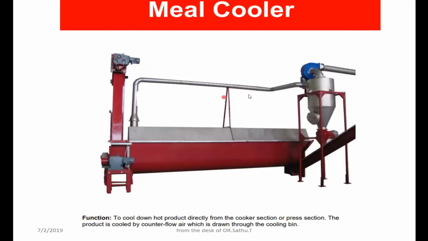So this is the crackling cooling step, to cool down the hot product. Once you discharge it, the temperature will be around 80 to 100, 110 degrees centigrade. So it should be cooled before we go for hammer milling. To cool down the hot product directly from the cooker section or press section, we have a platform. On that platform, we put it overnight and cool it. But if you want to cool it very fast, then you can use this meal cooler. The product is cooled by a counter current airflow which is drawn through the cooling bin.